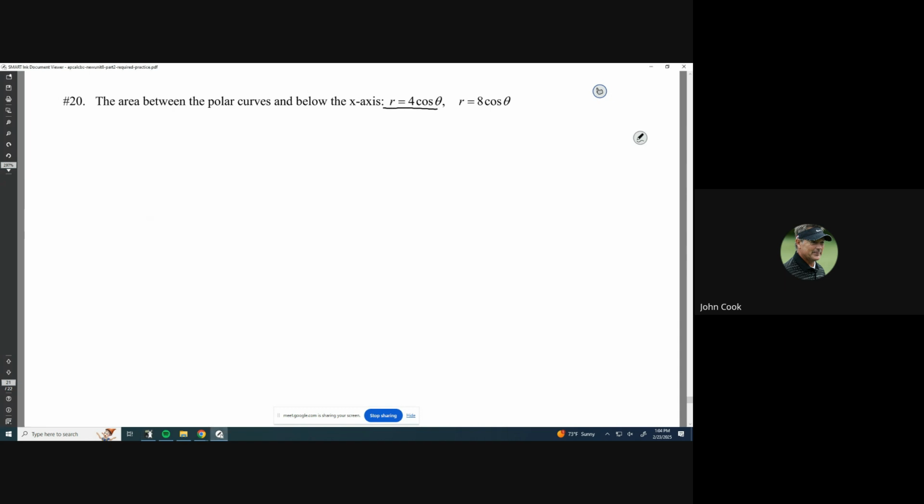This gives you a circle starting at the origin, or not at the origin actually. It starts at 0 degrees. If I plug in 0, that gives me cosine of 0, which is 1, so 4. So 1, 2, 3, 4. And then at 90 degrees, cosine is 0, so that'd be 0 times 4, which is 0. So it goes up and then back over. It's a circle with a radius of 2.